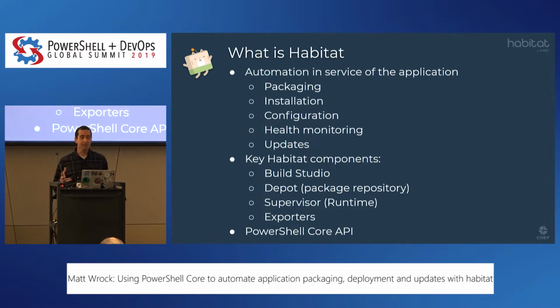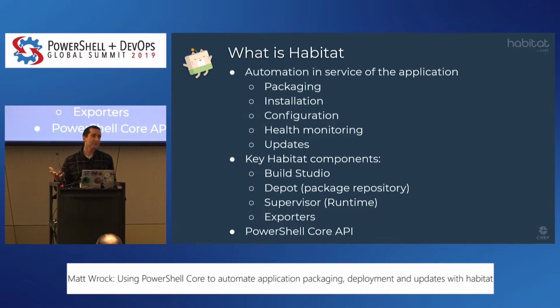What we call a depot, which you can kind of think of as like a PowerShell gallery. It's essentially a package repository, a place where, once you've created your package, you put those packages, and from where my application servers will consume those packages. A supervisor, so that's really kind of the runtime agent of Habitat, super small, that runs on the application server. It's going to pull down your packages from the depot. It's going to load your application. It's going to know how to run your application.